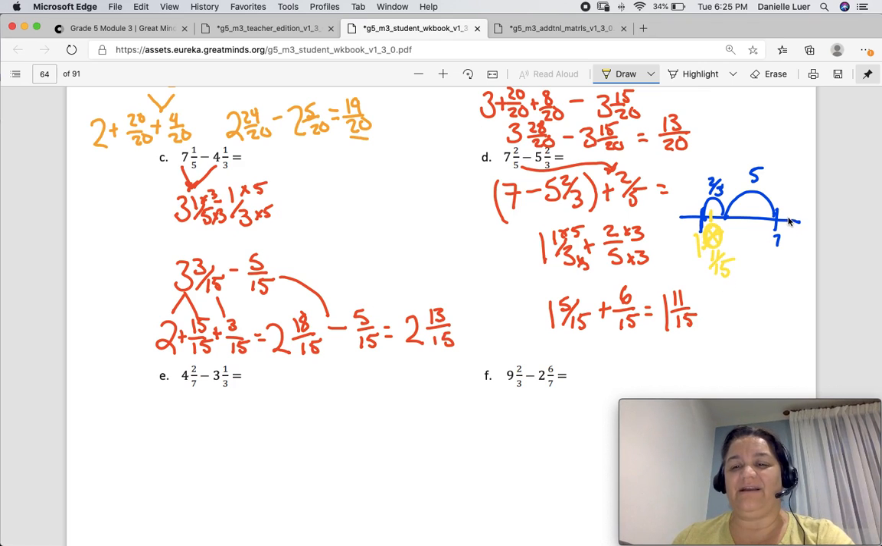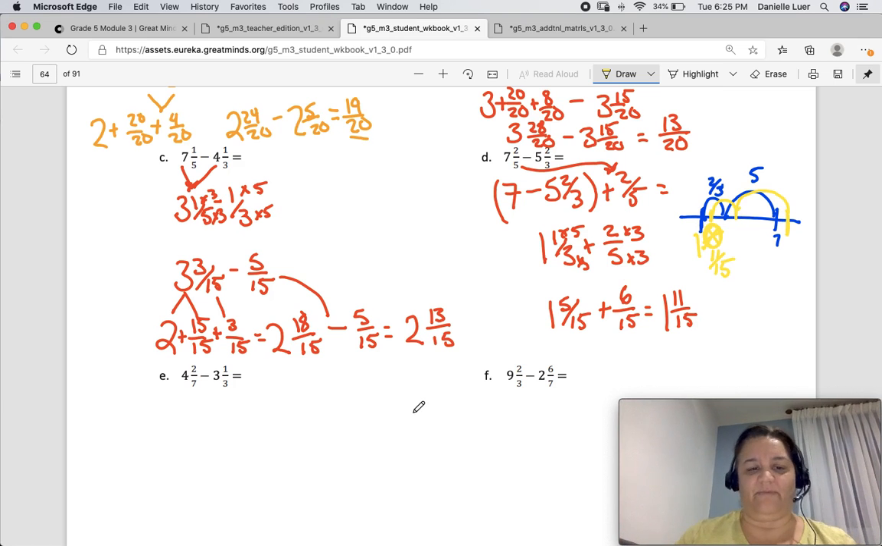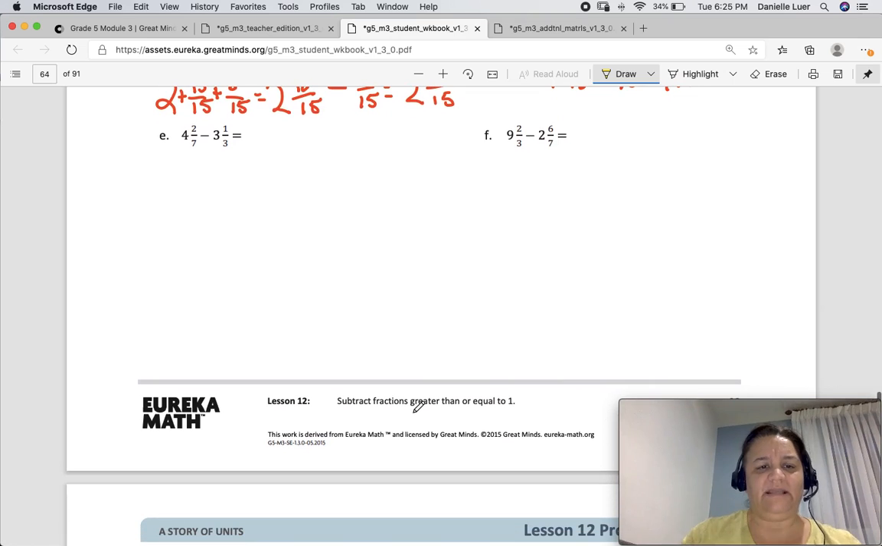Now, had I started at 7 2/3 to begin with and subtracted, this space and this space would have been here and here. But do you see how it's the same distance? Okay. Hope that made sense. All right, now let's tackle this.